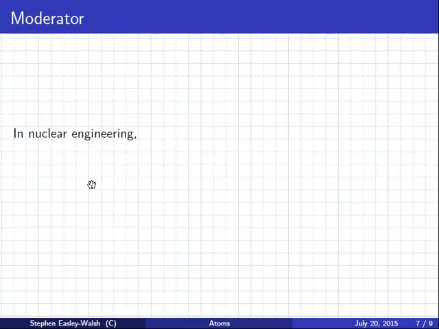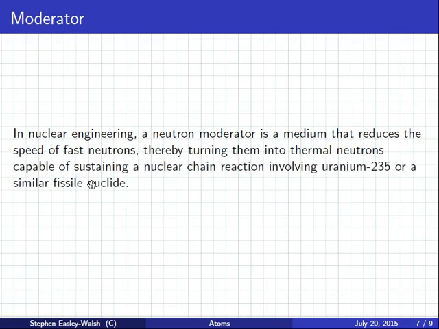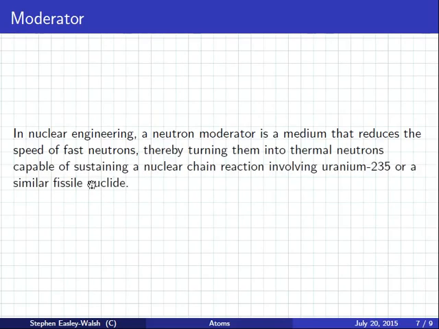In nuclear engineering, a neutron moderator is used to reduce the fast neutrons. So this is what I was talking about earlier. And what did I say the moderator is usually made of? Carbon. Something like carbon. So what happens here is the moderator reduces the speed of the neutron so that there are fewer reactions taking place.